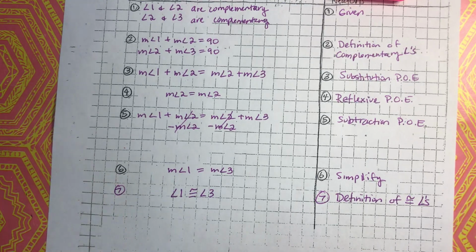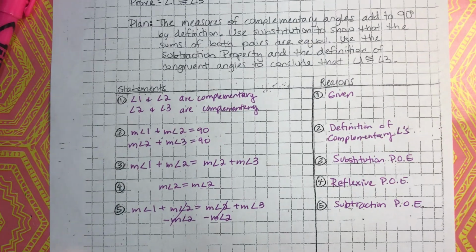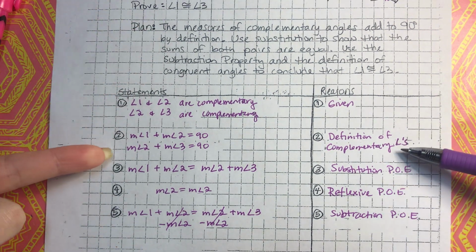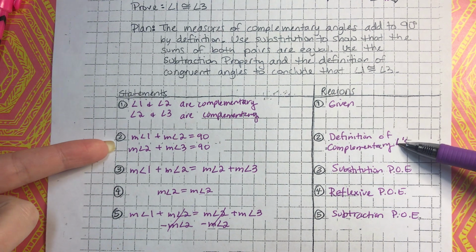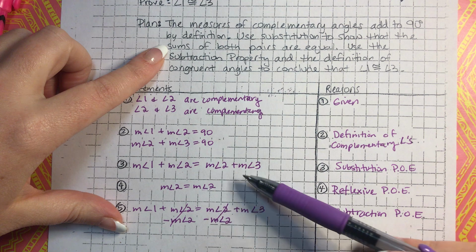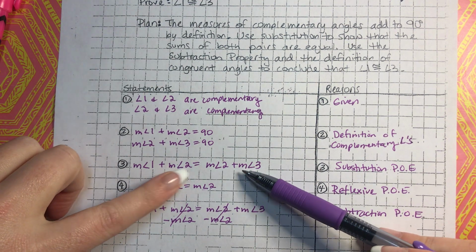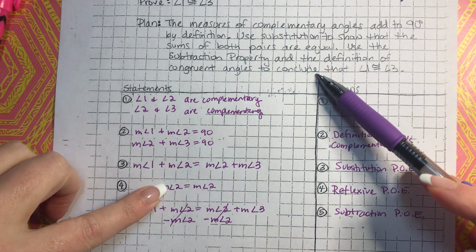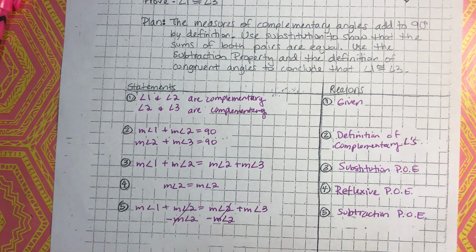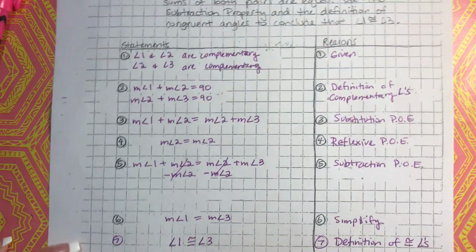Okay, so there's a couple theorems that we want to talk about briefly. Oh, we forgot to look at the plan. Okay, so let's look at the plan. It says the measures of complementary angles add to 90 degrees by definition. Okay, so definition of complementary angles. So we're going to use substitution to show that the sum of both pairs of angles are equal, which is what we did here, right? And then use the subtraction property of equality, which is what we did, and then the definition of congruent angles, which is what we did right there to show that they're congruent.